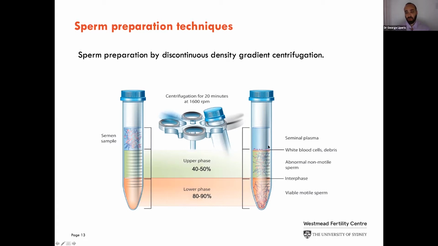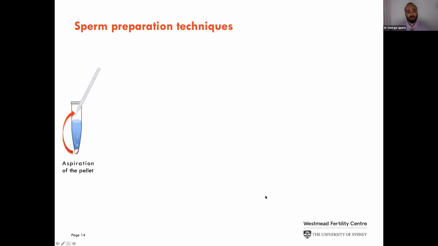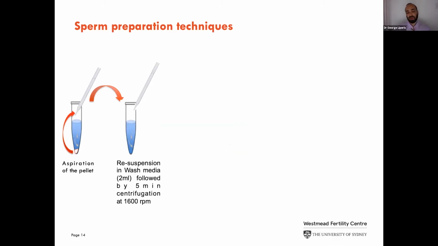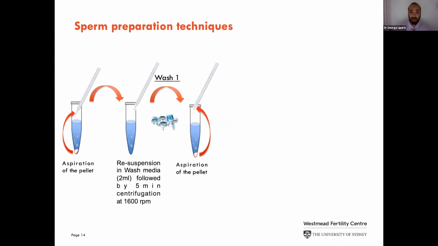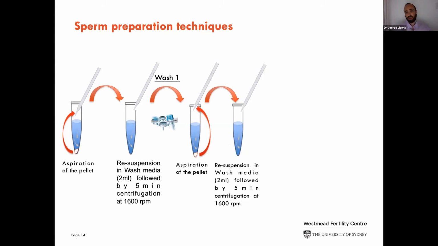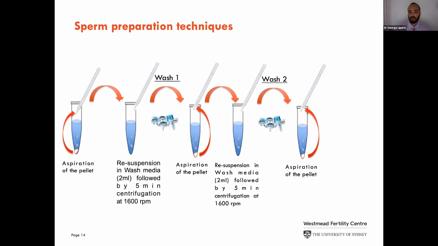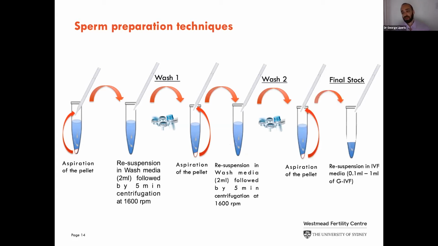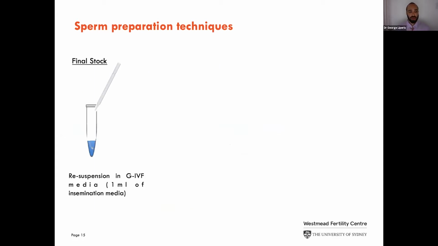All the abnormal and non-motile sperm, or should I say the majority of those cells, are situated in the upper phase. And following the interphase, in the lower phase we should have a high percentage of viable motile sperm. Following that, we aspirate the pellet and resuspend it in wash media, followed by another cycle of centrifugation, another aspiration of the pellet, a further resuspension and another wash. After the wash, the pellet is finally aspirated and resuspended in the IVF media for downstream applications.